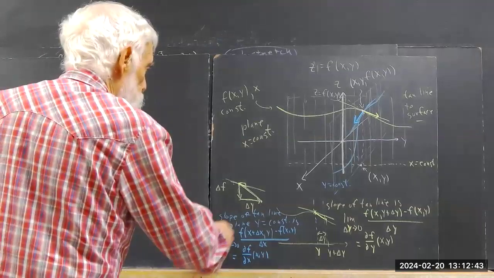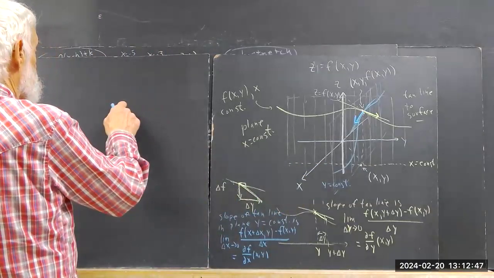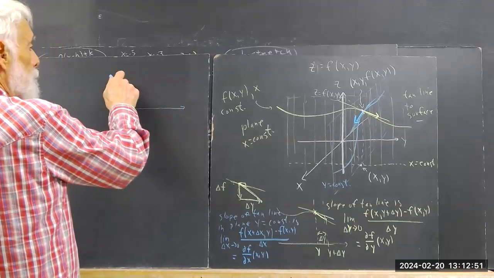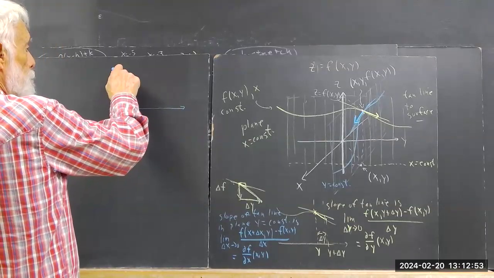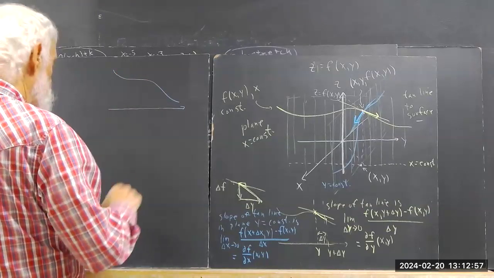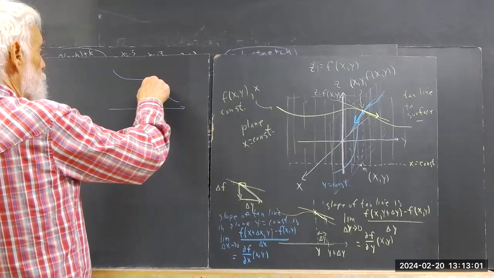Okay. I'm going to draw this curve in the XY plane. As X increases, my curve starts up here, comes down, and does this and comes way down. And here's my point on the curve.